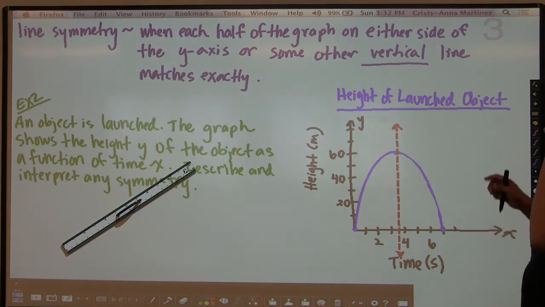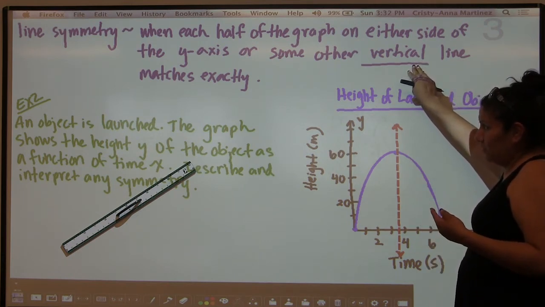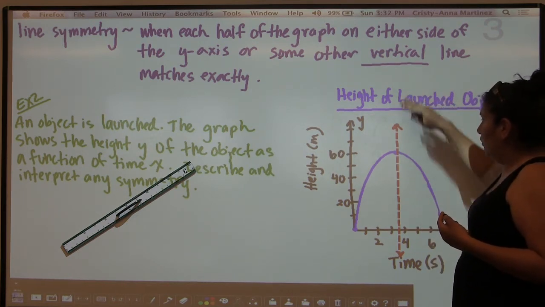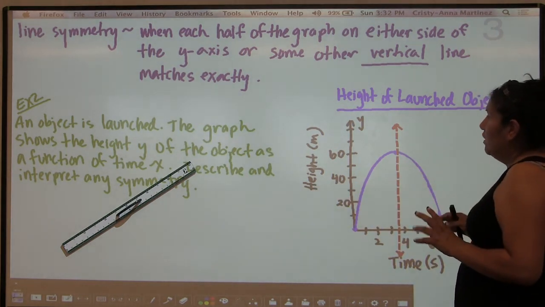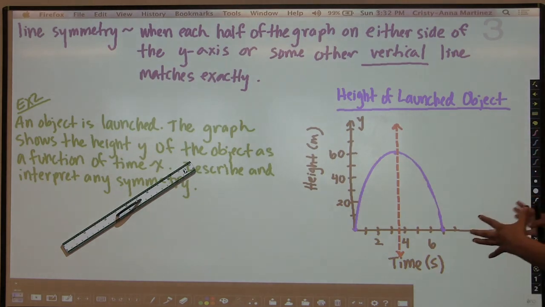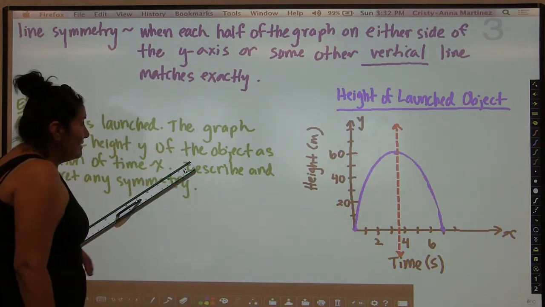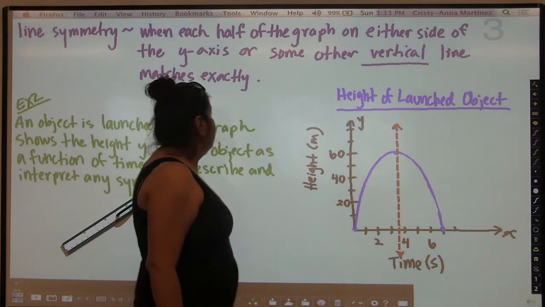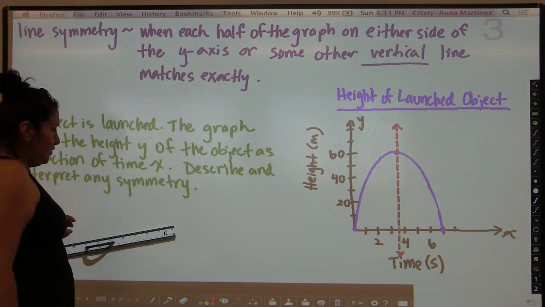But I just wanted to be really clear here to emphasize that you can only really have this type of symmetry when it's a vertical line. We're not looking for horizontal lines that have matching halves. We're looking for vertical lines that have matching halves. So again, line symmetry is when each half of the graph on either side of the y-axis, or in this case, a vertical line, match exactly. So that's our line symmetry.